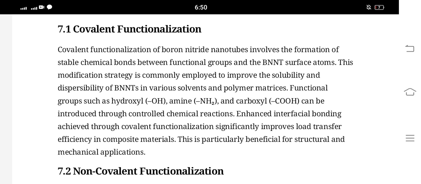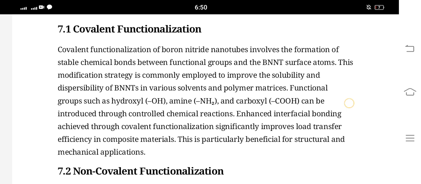Another major advantage of covalent functionalization is enhancement of interfacial bonding between boron nitride nanotubes and their surrounding matrix. Strong interfacial adhesion improves load transfer efficiency, leading to superior mechanical performance in composite systems. This is especially beneficial for structural applications where strength, stiffness, and durability are critical. However, it is important to note that excessive covalent modification may slightly alter the intrinsic structure of boron nitride nanotubes, so reaction conditions must be carefully controlled.